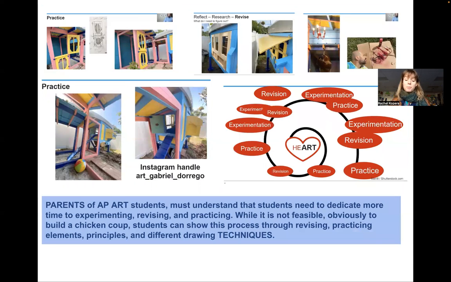So this is how much process, experimentation, and revision we should see in your portfolio. Even though it may not all show up on your SI slides, I see it and I'm grading you on it. Parents of AP art students must understand that if they're not putting in extra hours outside of class, it's really hard for them to score because revisions of SI pieces are a requirement. You can show the process of revising with different materials, different mediums, and different drawing techniques which your children all have access to in this classroom.